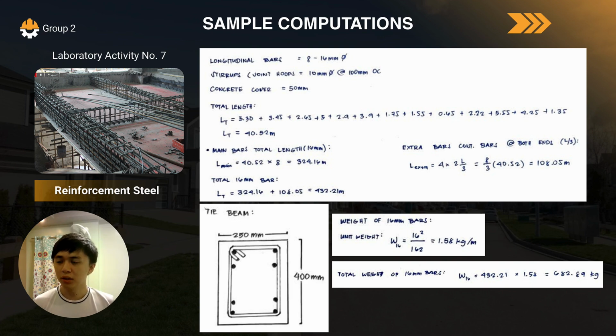Then we can calculate the weight of the beams. First, we get the unit weight, which is 16 squared over 162, which equals 1.58 kilograms per linear meter. Then we multiply this by the total length, which is 432.21, and we get that the total weight of the 16 millimeter rebars in the tie beams is 682.89 kilograms.